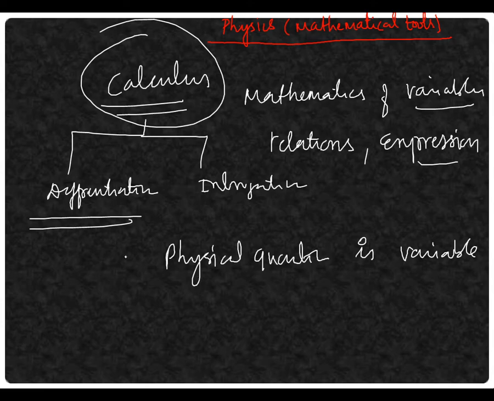Okay, if a physical quantity is variable, then the calculation is done by calculus. And if the physical quantity is constant, then the calculation is done by simple arithmetic. So we apply calculus when the physical quantity is variable.